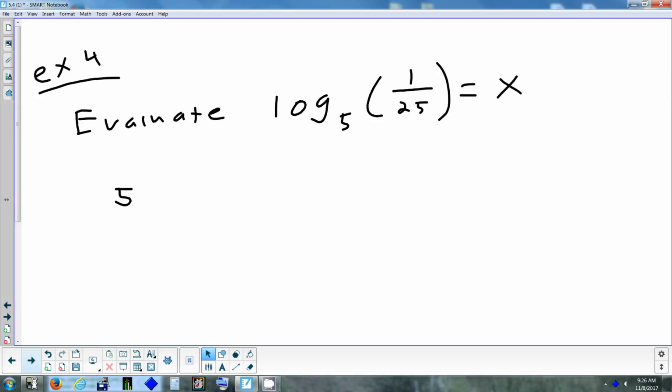And what about your exponent? 5. 5 to the x. And what goes on the other side? 1/25. All right, now if you get stuck solving that, think of this problem. It's not the same answer, but it's similar in how you would think about it. If you can figure out 5 to what power is 25, you should be able to figure out 5 to what power is 1/25.